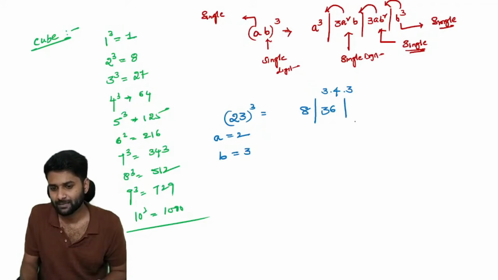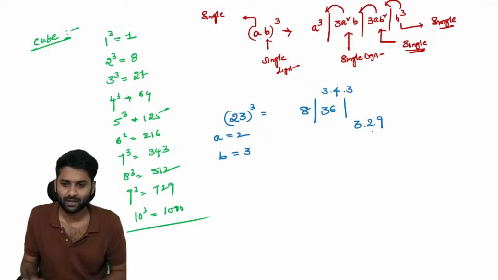Now, next one, 3ab square. 3 into 2 into b square value, which is 9. Now, go through the calculation. 3 into 2 is 6. 9 into 6 is 54. Write down 54. And finally, we have b cube.